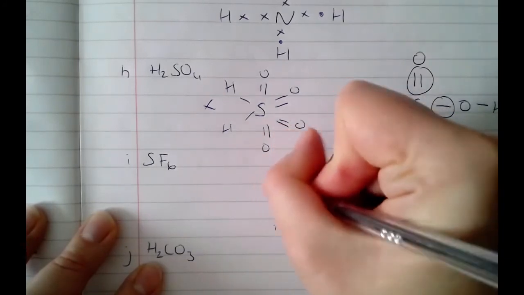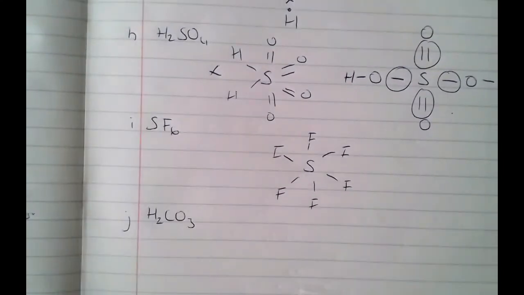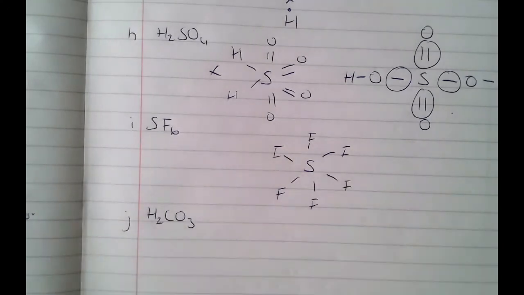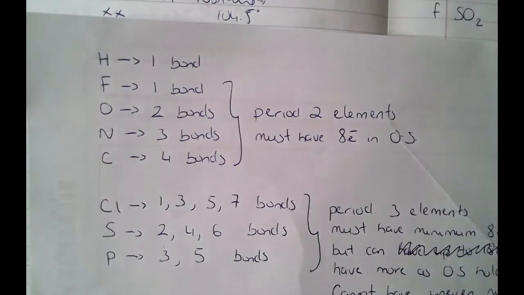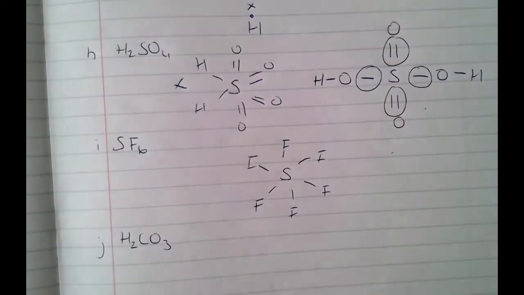So I'm going to draw sulfur surrounded by 6 fluorines. Are any of these bonds double? No. Sulfur can only form 6 bonds. It's in group 6, 6 bonding electrons. It can only form 6. So I can't have a double bond. Can fluorine form more than 1? No, it cannot. Fluorine is in group 7, period 2. If it forms 1 bond, it ends up with 8 electrons in its outer shell, and that's the most it can have. So everyone's happy with that arrangement.